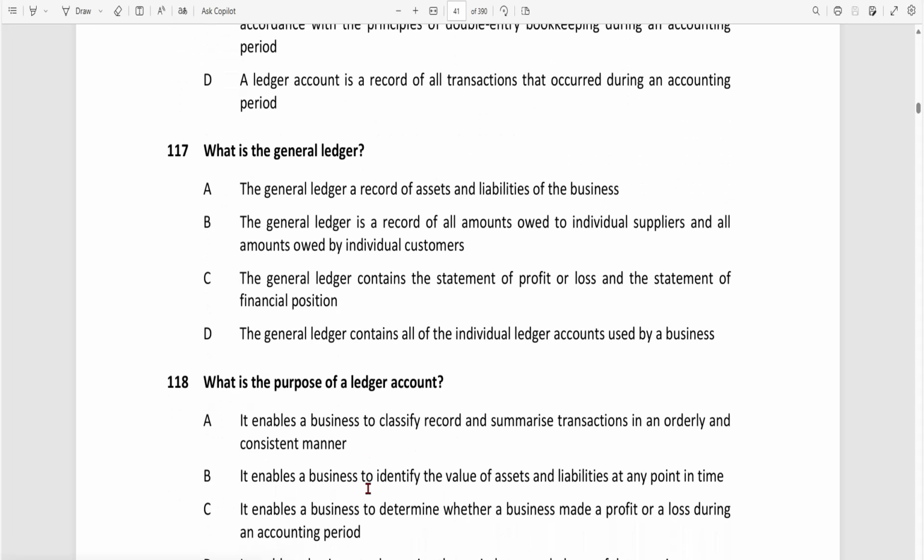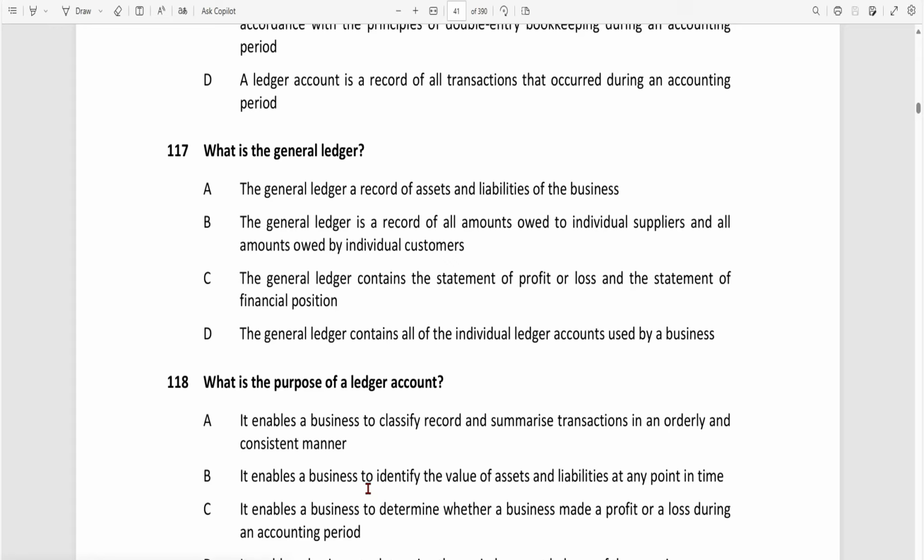So moving to the next question. The next question is, what is the general ledger? Let's evaluate the options again one by one. Option A says the general ledger is a record of assets and liabilities of the business. Basically, this only describes some part of the ledger. The general ledger contains not just assets and liabilities; it also includes income, expense, equity, right? So it will cover everything in the financial statements, not only assets and liabilities. That's why it's incorrect. Moving to option B.